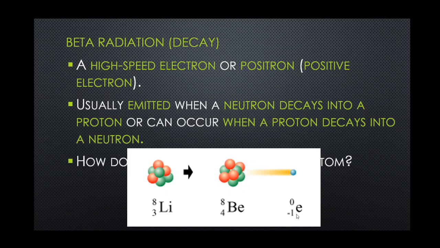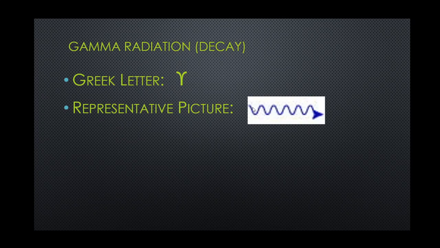So if you ever see this coming off of an atom on the right side, then that's your beta decay. All right, the last one we're going to talk about is gamma radiation. It is shown by the Greek letter gamma. Looks nothing like a G, I know. Okay, and this is the representative picture. This is a gamma radiation ray that comes off. It's just a wavelength, and you'll see that on the equation sometimes.